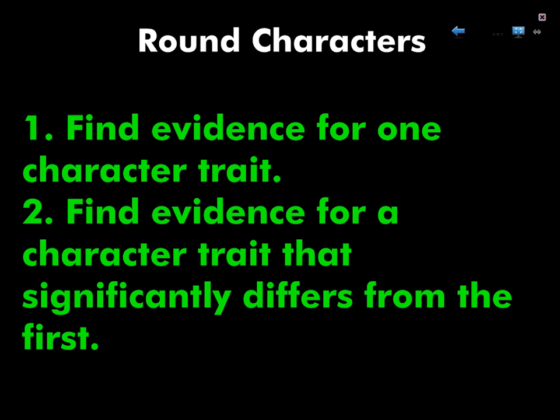So what is different between this and dynamic character? Yes, Josiah. They're both at the same time, which means it would be a good idea to find those pieces of evidence somewhere close together. Dynamic character shows that evidence at the beginning and at the end, distant. You can show change with the moment of change in there. Round character traits, find the two, show them somehow close together.